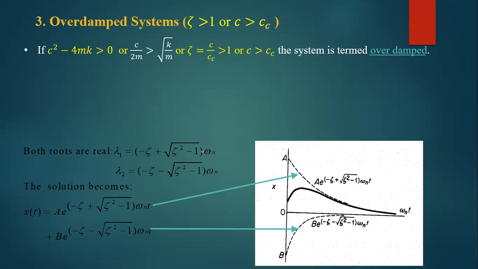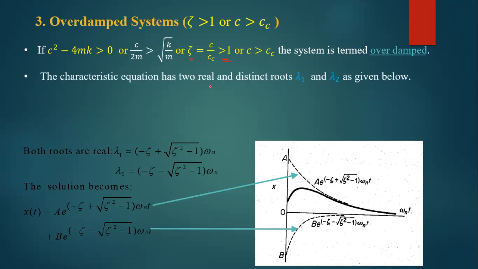Another is the overdamped case, that is the third important case. In this case, zeta is greater than 1, or C, the damping coefficient, is greater than the critical damping coefficient. And during this time, we have two distinct roots, lambda 1 and lambda 2. There are two roots in this case.